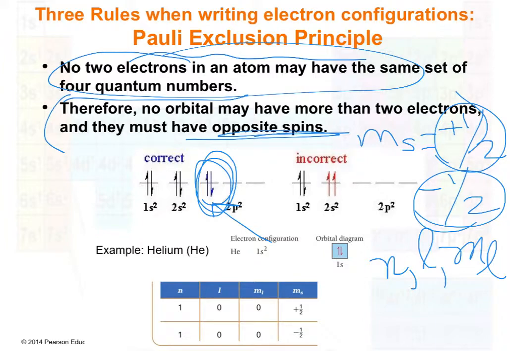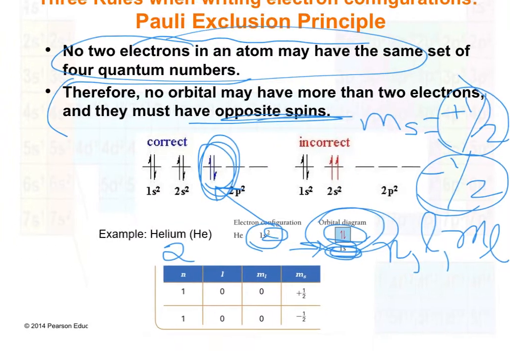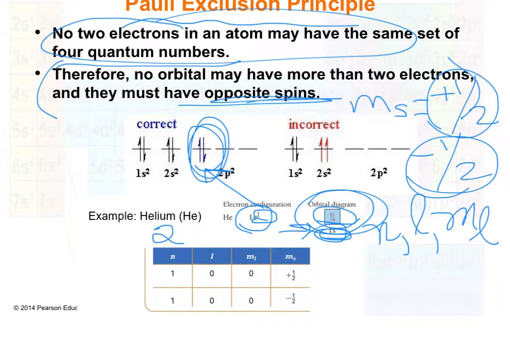So helium, which has 2 electrons, has atomic number 2. Its electron configuration is simply 1s2. Its orbital diagram representing that configuration: it's the 1s orbital, so you draw a box for it. It has 2 electrons in it, so one spins up, one spins down, and the quantum numbers for these 2 electrons are as follows.